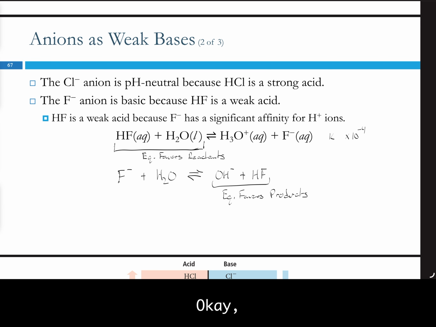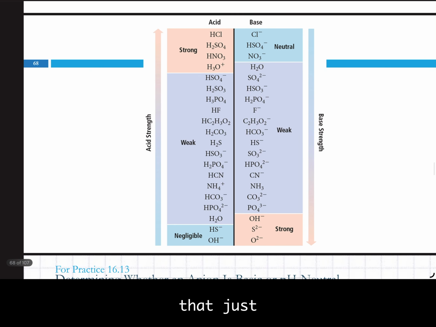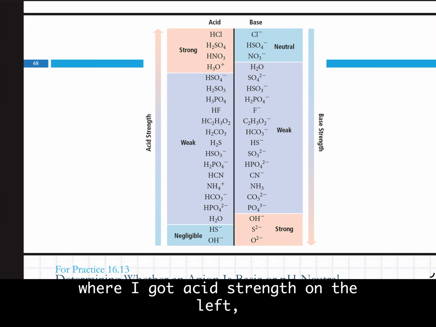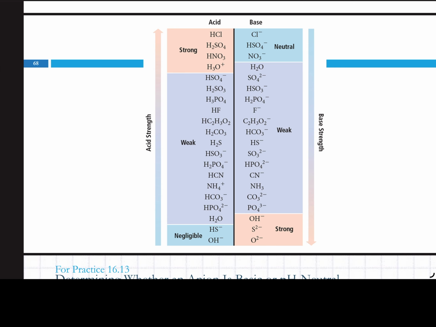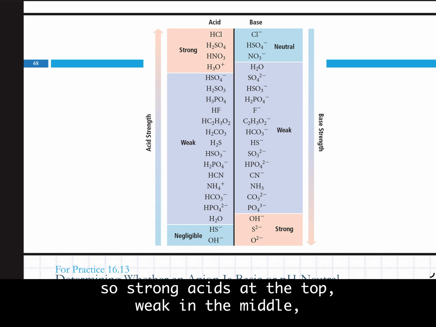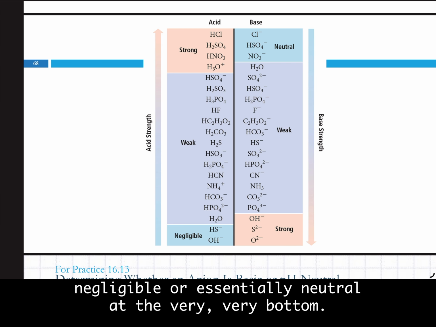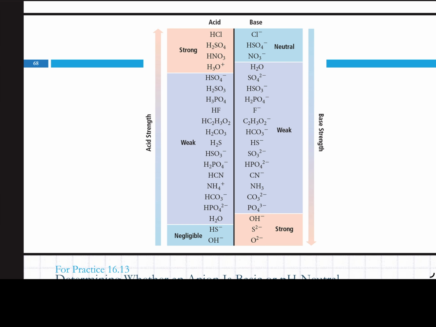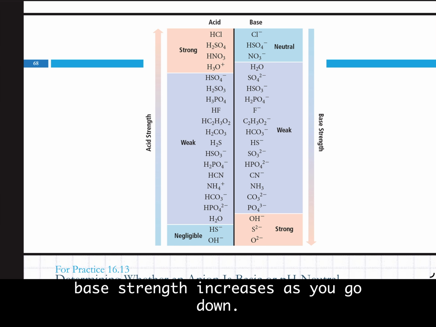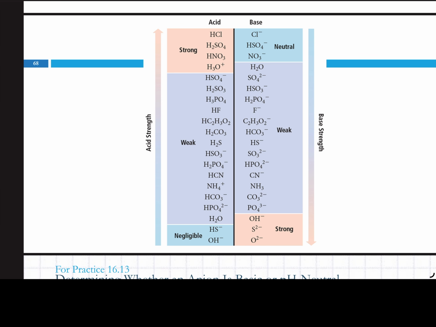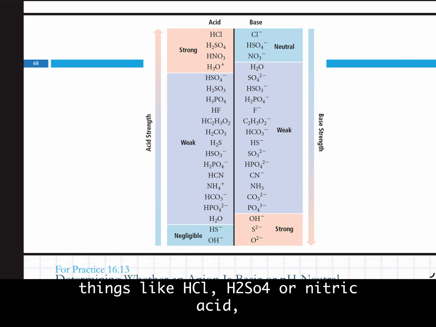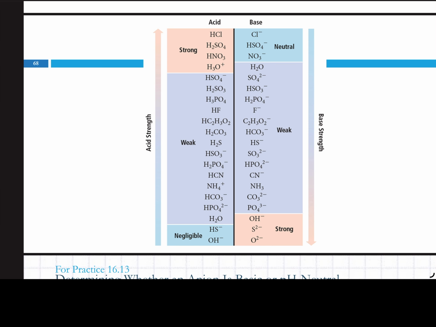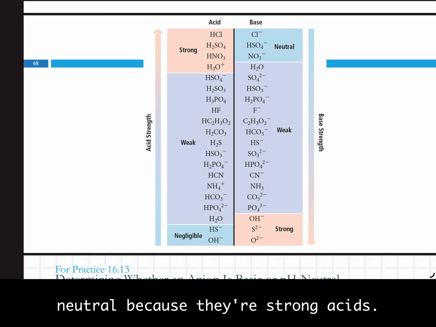Okay. There is a nice chart that just summarizes all of this, where I have acid strength on the left, so strong acids at the top, weak in the middle, negligible or essentially neutral at the very bottom. And on the opposite side, base strength increases as you go down. So at the top, things like HCl, H2SO4, or nitric acid, they are neutral because they're strong acids.